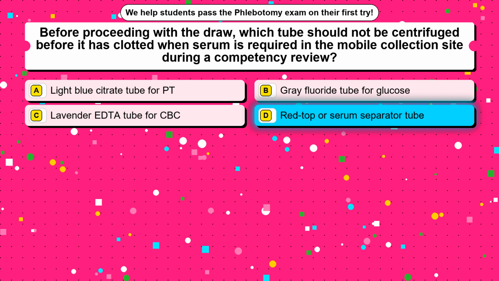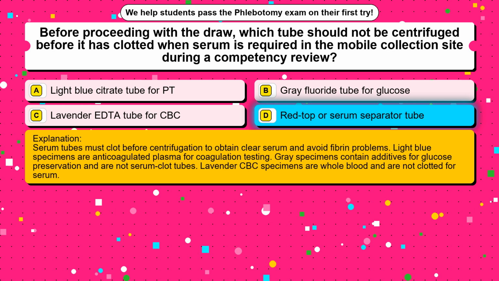The correct answer is option D. Red top or serum separator tube. Serum tubes must clot before centrifugation to obtain clear serum and avoid fibrin problems. Light blue specimens are anticoagulated plasma for coagulation testing. Gray specimens contain additives for glucose preservation and are not serum clot tubes. Lavender CBC specimens are whole blood and are not clotted for serum.